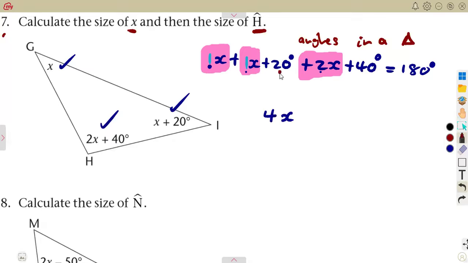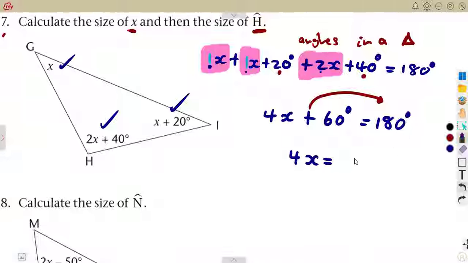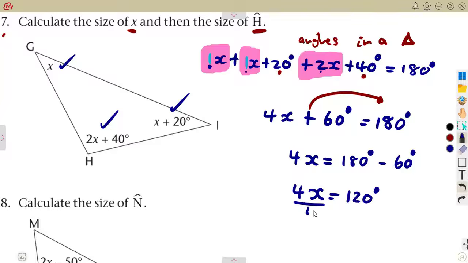Then the angles, we add them, 20 plus this 40. 20 plus 40, that is 60 degrees. And this is equal to 180 degrees. So we've added this. Then just like a normal equation, take the 60 to the other side, it becomes a minus. So 4X is equal to 180 degrees minus 60, it was a plus, so there, it will be a minus on the other side of the equation. So that's 4X is equal to the difference that we are going to obtain, which is 120 degrees.